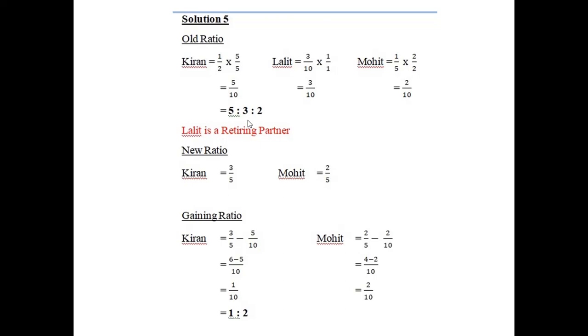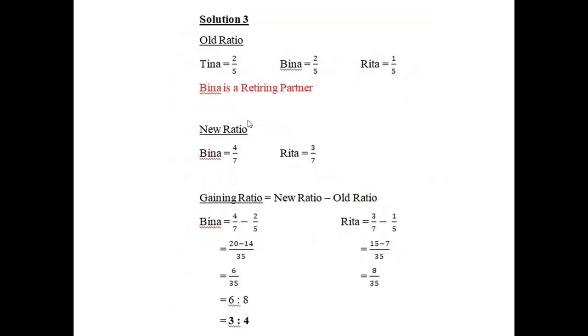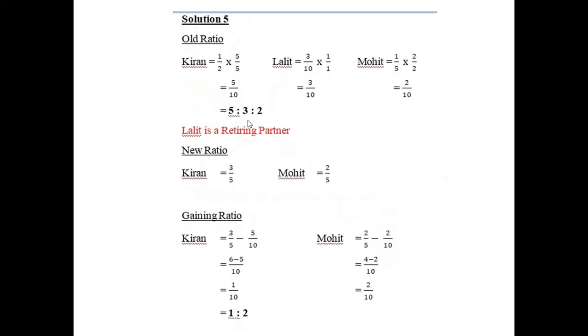Get the gaining ratio. You have already seen in the previous question, that is question number 3, how to calculate the gaining ratio. Gaining ratio equals to new ratio minus old ratio. So just put the formula out there. Okay, I have not written here gaining ratio equals to old ratio minus new ratio. I cannot make the correction also because it's a picture that I have taken from the screen, so it's not possible right now. So gaining ratio equals to new ratio minus old ratio.